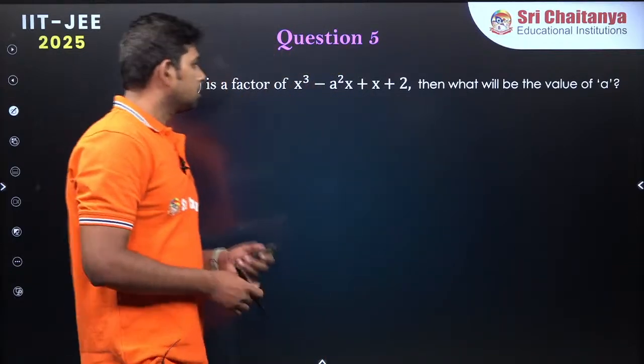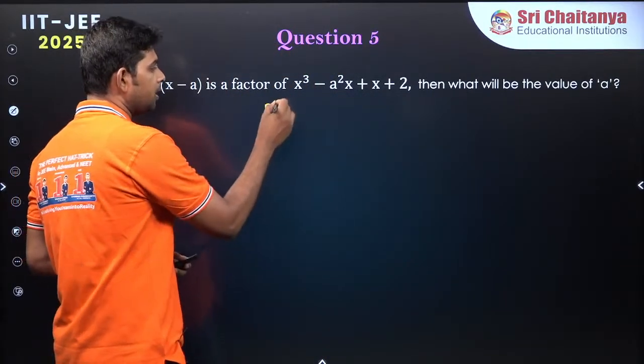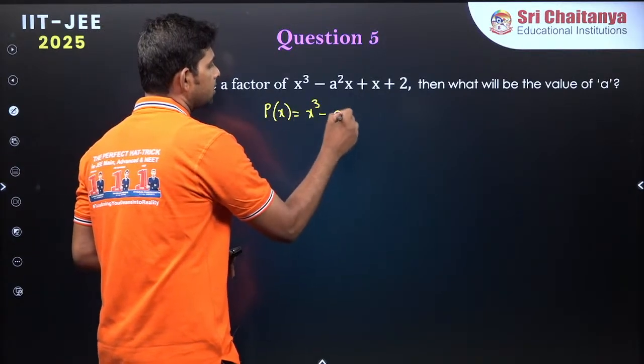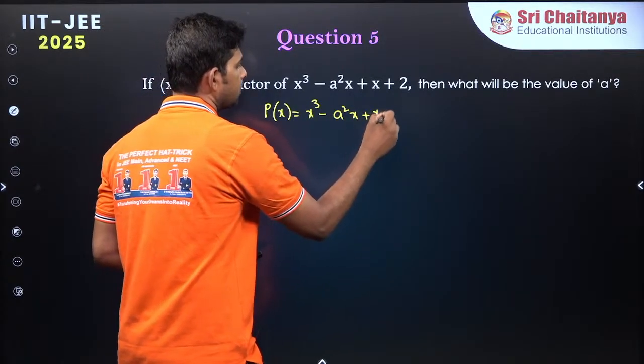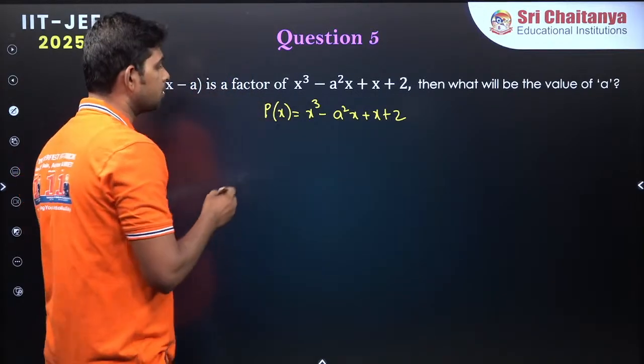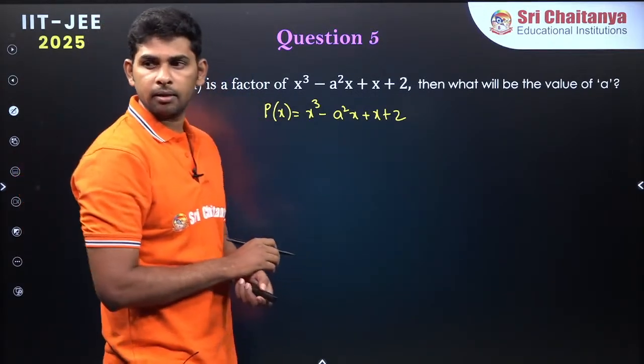Okay, so considering this is p of x here, I am just writing that p of x equals x cube minus a square x plus 2 here, right? Minus 2, very good. a equals minus 2. A lot of people are getting it, very nice.